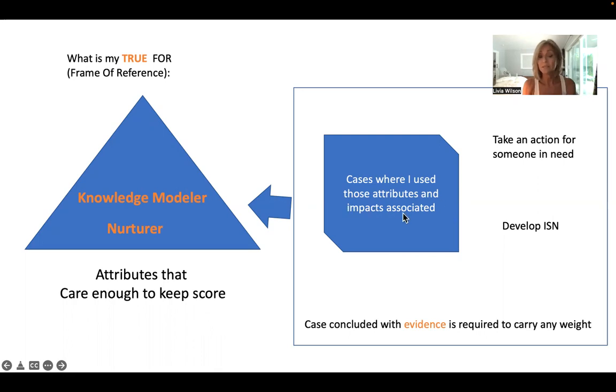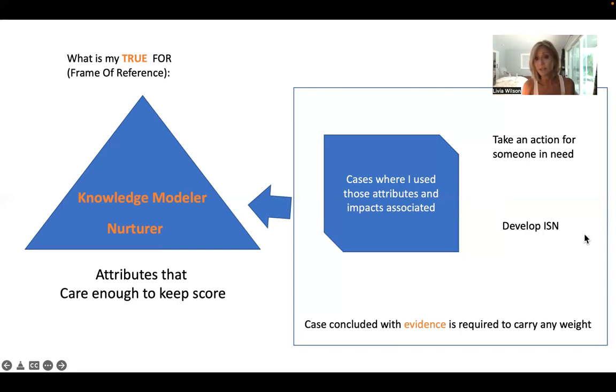Then what happens is the system would start to enable me to create cases, or to have cases created against me, where those attributes are played out and impacts are associated. So if I take an action for someone in need, that would be based on the fact that I'm a nurturer, I'm a relevant solution to someone in need. I complete the case satisfactorily and within time and whatever the budget is for that. And that would give me a case for the fact that I'm a knowledge modeler. Same with the fact that I'm a nurturer.